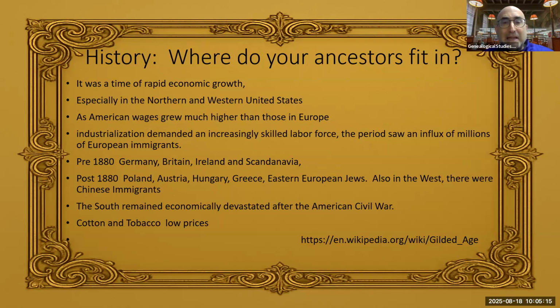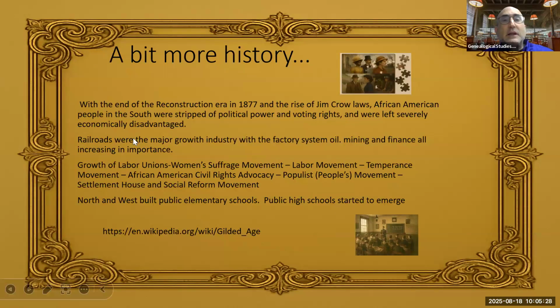The South still remained economically devastated after the American Civil War, and it was very much dependent on the crops of cotton and tobacco, which were low priced at that time. So a little bit more history. With the end of Reconstruction in 1877 and the rise of Jim Crow laws, African American people in the South were stripped of political power and voting rights and were left economically disadvantaged. Railroads were the major growth industry, along with factories, oil, mining, and finance. Also at this time, there was the growth of social causes: labor unions, women's suffrage, the temperance movement, African American civil rights advocacy, the settlement house, which gave classes to immigrants, and the social reform movement. The northern and western states were building public elementary schools, and public high schools started to emerge, even though high school education was not compulsory at that time.